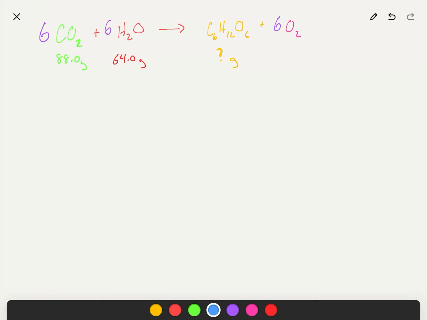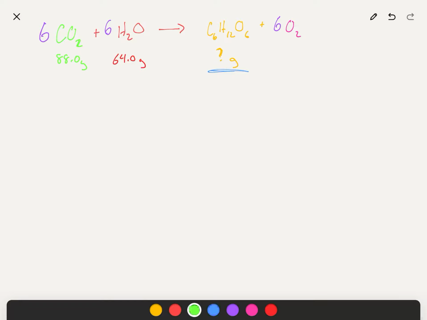And again, we need to figure out which one is going to give us the least amount of glucose, because that's what the question's asking here. Which one's giving us the smallest amount of glucose? And that will be the one that is going to tell us what our limiting reactant is. So this question is not a how much of the excess do you have remaining. It's just a straightforward how much glucose will be produced if you've got 64 grams of water and 88 grams of carbon dioxide.